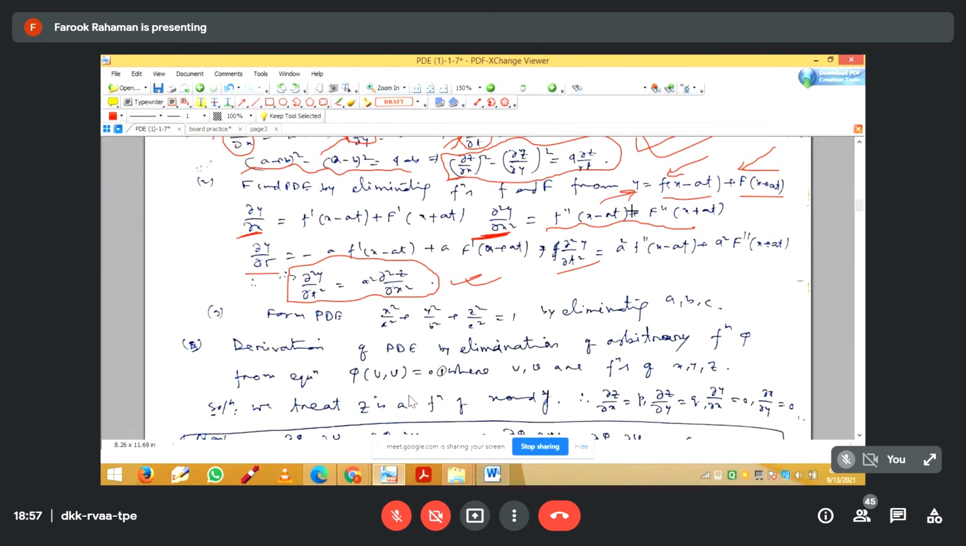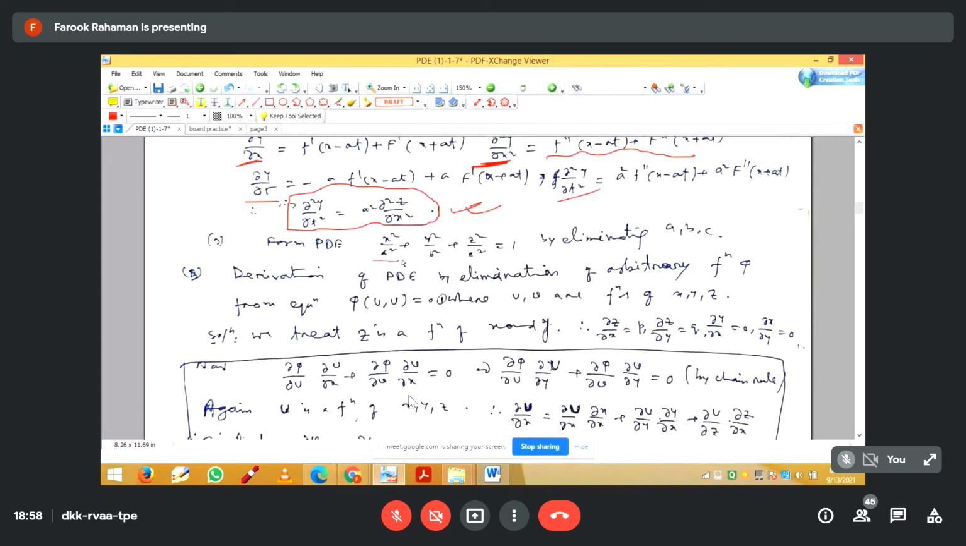So in this way we can find several differential equations from several given functions. This is another one: x square by a, y square by b, plus z square by c equal to 1. And the parameters are a, b, and c. So you have to eliminate a, b, and c from this equation to form a new differential equation. So you can try yourself.